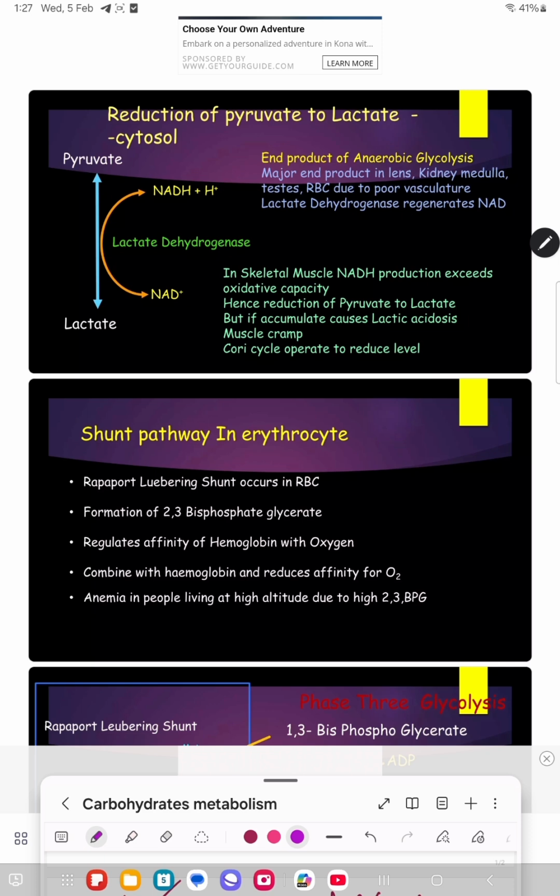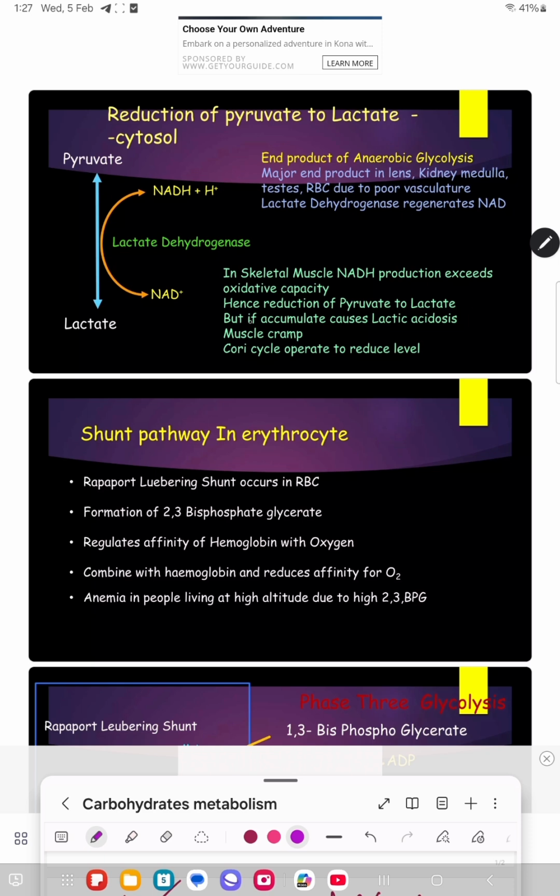Okay, so talking about the end product of anaerobic glycolysis, the major end product will be found in the lens, kidney medulla, testis, and RBC due to poor vasculature. Lactate dehydrogenase regenerates NAD. Okay. In skeletal muscles, NADH production exceeds oxidative capacity, so there will be exceeded production of this NADH. Hence reduction of pyruvate to lactate will take place.